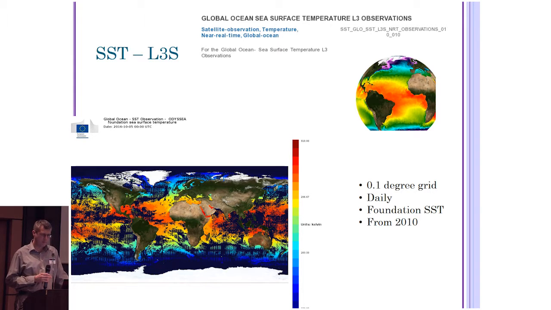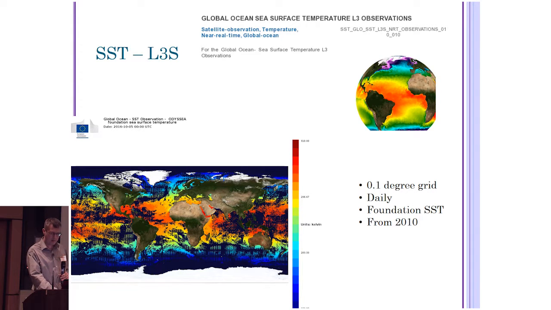But the products themselves look like this. This is our level 3 product. It's a level 3S product, so super collated. It's on a 0.1 degree grid. It's a daily foundation SST running from 2010. The plot here was produced for a recent day. You can see the gaps due to clouds.